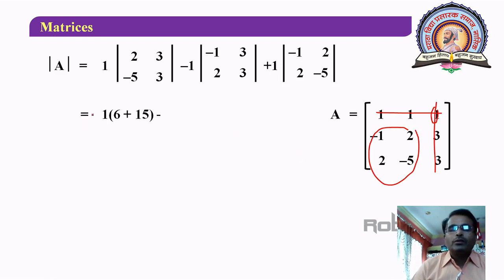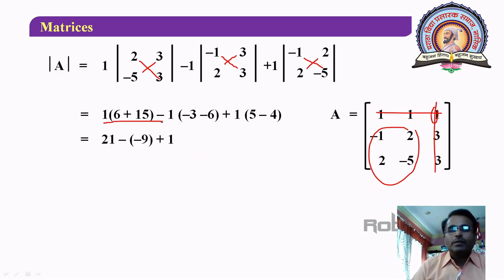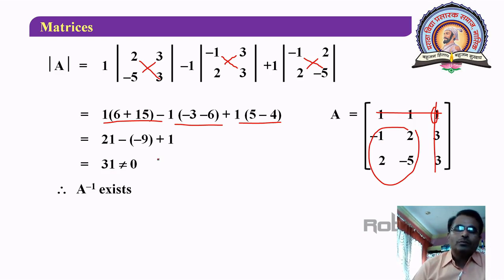Now considering this, you will observe that it is equal to 1 into (6 plus 15, actually 6 minus of -15, that becomes +15), -3 -6, minus +5 and -4. That's why your solution is this 21, this -1 into -9, and this 1 into 1, that is 1. So it is clear that 31 is your determinant. Just remember this determinant because we require it further to obtain the inverse. Okay, so it is clear that it is non-zero, therefore A inverse exists.